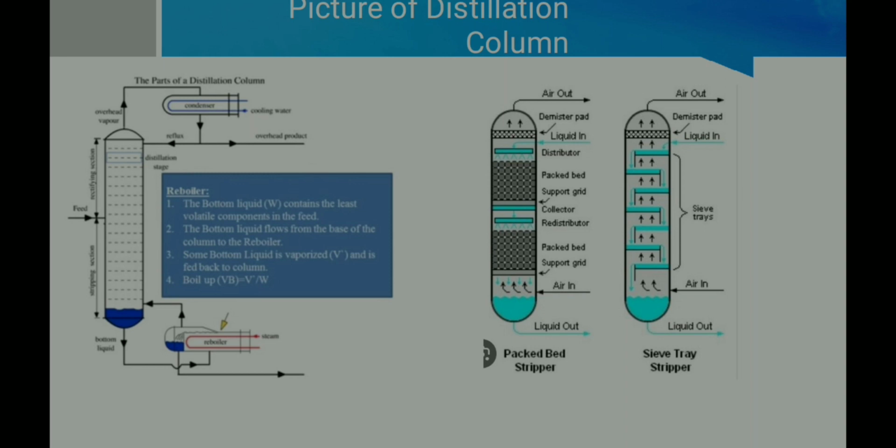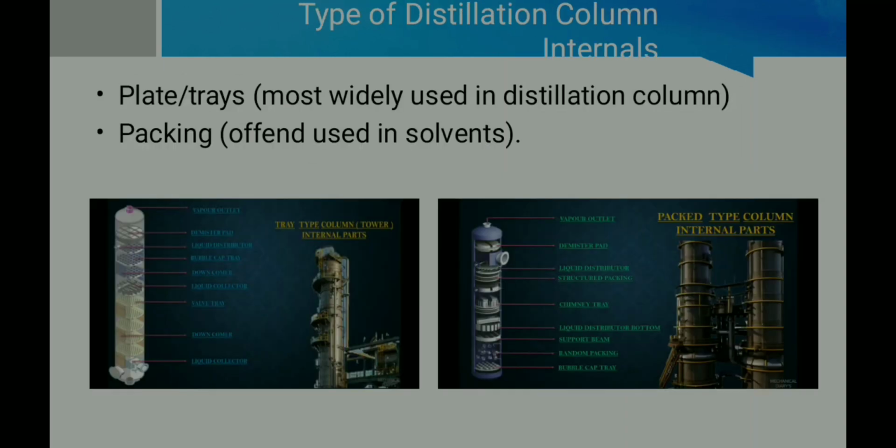In another image, we can see the two types of distillation column internals, which are packed bed and trays, which we can see in an upcoming slide. In this slide, we can see the two types of distillation column internals. One is the plate tray, most widely used in a distillation column. Another one, packing, often used in a solvent. So first we can see the tray type column tower.